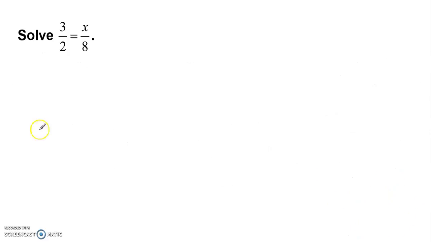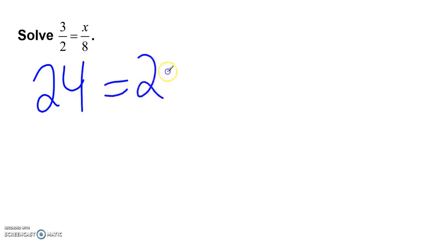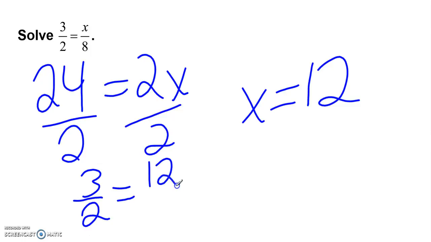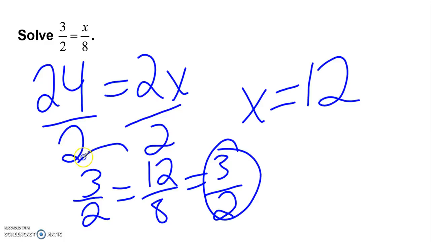Alright, so this has to solve this proportion. So I cross multiply, so 3 times 8 gives me 24 equals 2x. Divide by 2, divide by 2, so x equals 12. We can also check our proportion. So 3/2 equals 12 over 8. Is that true? 4 goes into 12 3 times, and 4 goes into 8 twice. So 3/2 equals 3/2, and we're good.